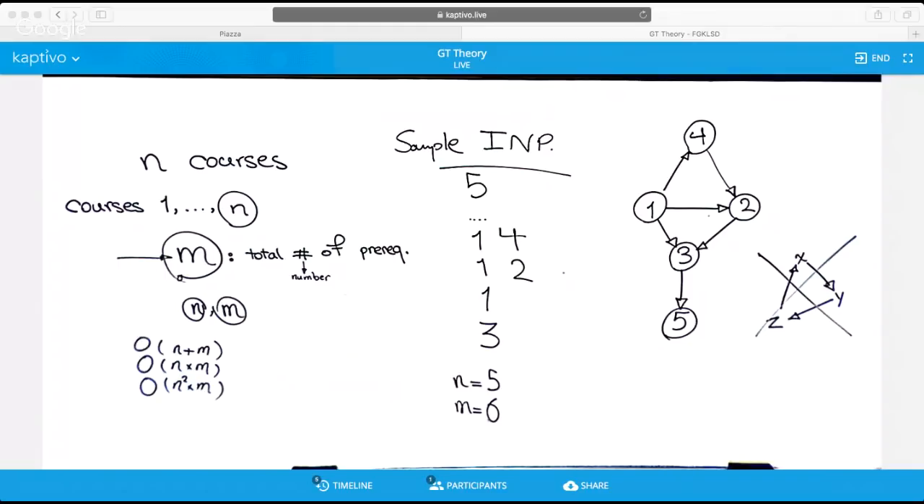And one other question is whether the graph should be reversed or not. It depends on the definition of arc, whether you would like to represent an arc from X to Y to mean that X requires Y or that Y requires X. So in either case, it works. You just need to define it.